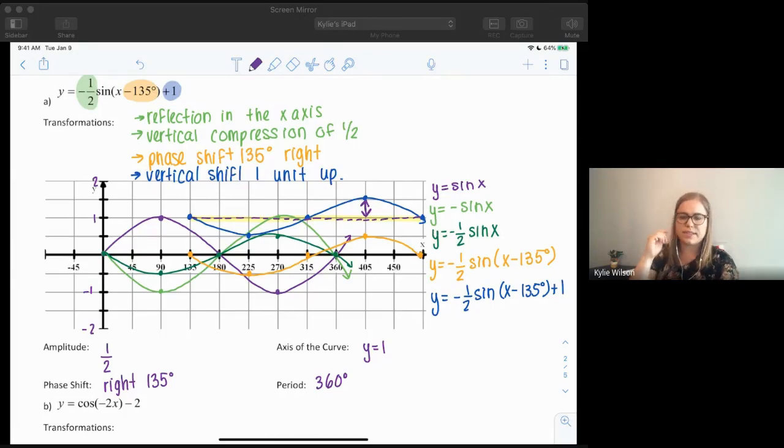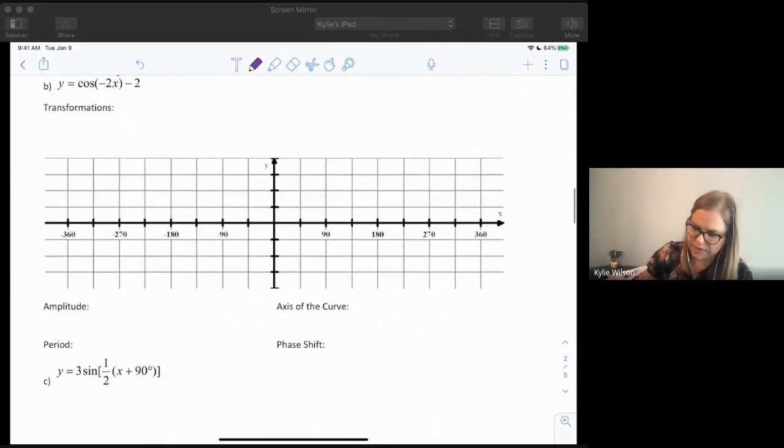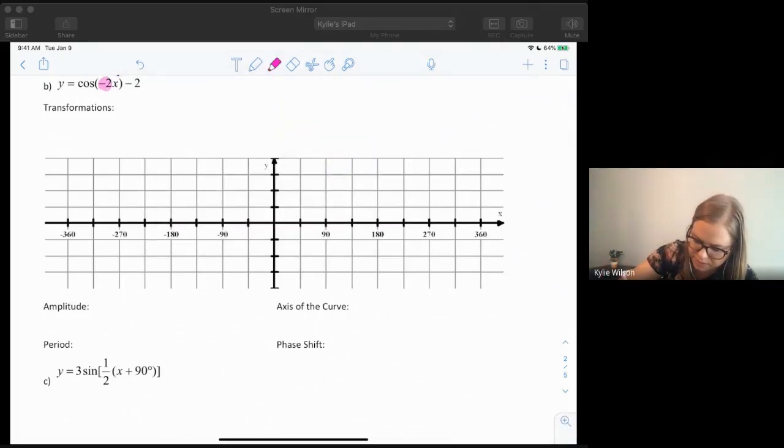All right, let's try another one. Stop me if you have any questions. So our next one is y equals cosine of negative 2x minus 2. So let's first address our transformations. We don't have an a value, so we don't need to worry about it. We do have a k value this time of negative 2. And we do have a little c value on the end here.